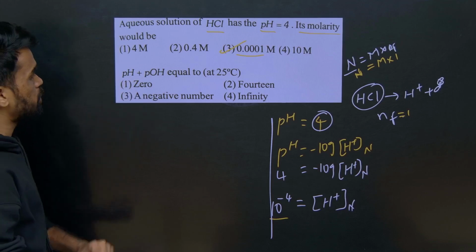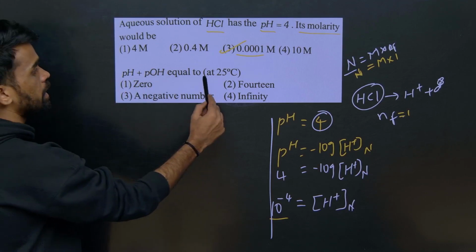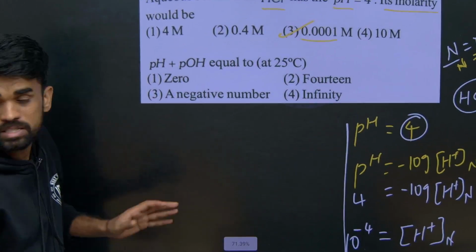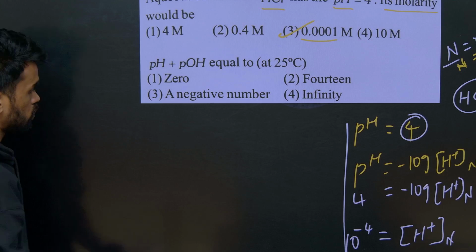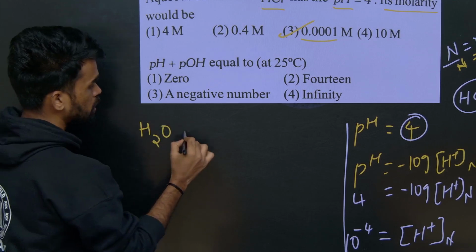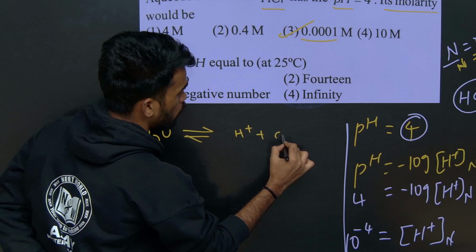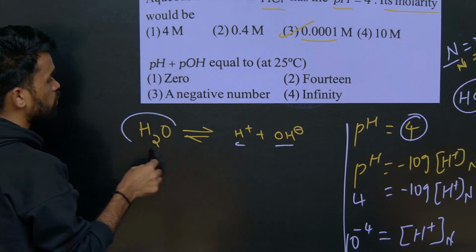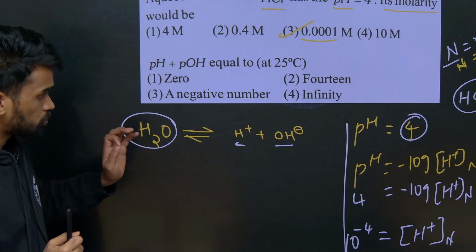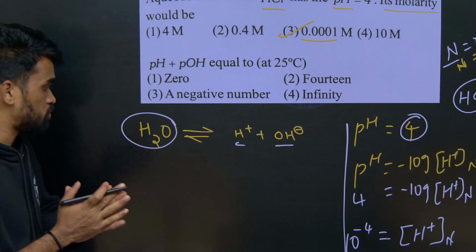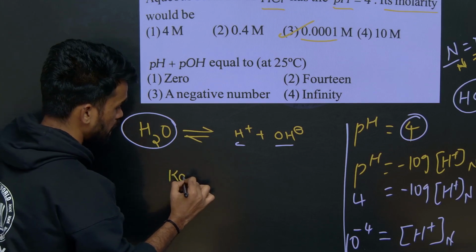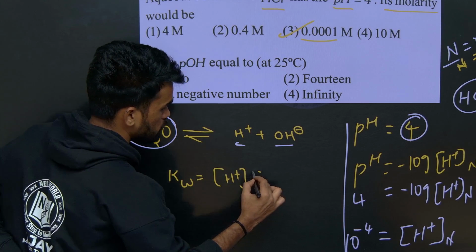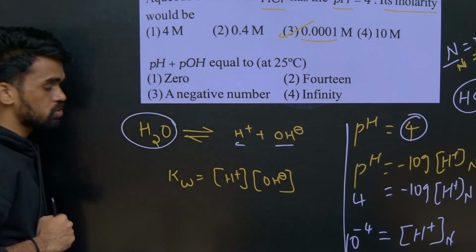Next, pH plus pOH is equal to what? They are asking at 25 degrees. This is also a very easy and important question based on the concept. Look, when water dissociates, H2O releases H plus and OH minus ions. So we get an equal number of H plus and OH minus ions from one molecule of water, right? Now, we write the dissociation constant Kw for water as concentration of H plus times concentration of OH minus.